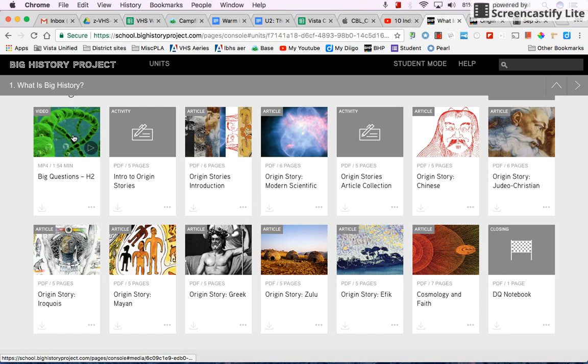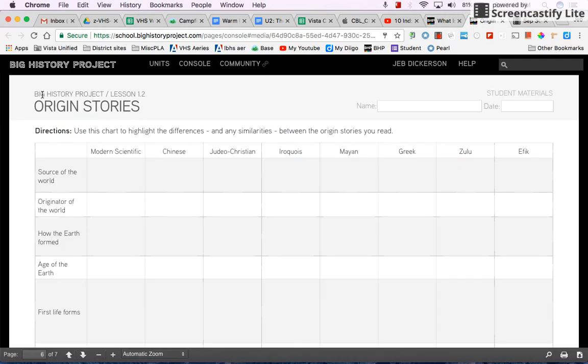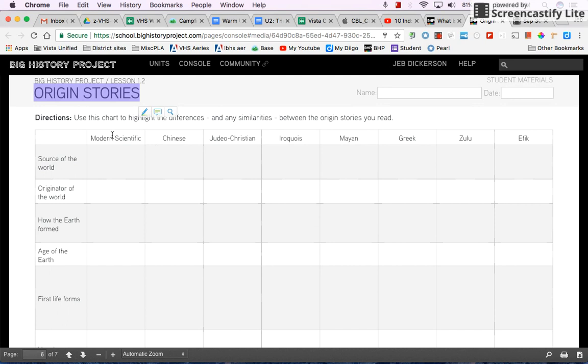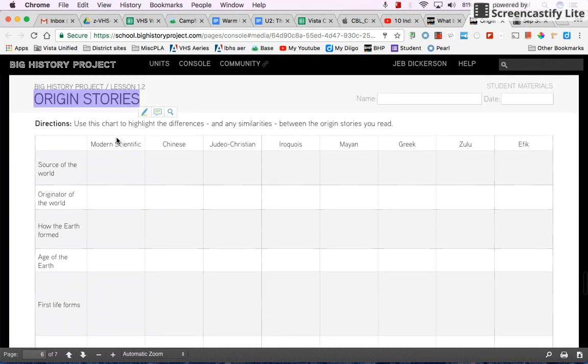It begins with a video, so that's pretty simple. Same rules, we'll talk about that in just a minute. But the main activity is associated with this worksheet called Origin Stories, and I'll have this printed out for you. What you'll see here is a table, and the table is going to be used to compare these different origin stories: the modern scientific origin story, the Chinese, the Judeo-Christian, the Iroquois, the Mayan, the Greek, the Zulu, the Yafik. 1, 2, 3, 4, 5, 6, 7, 8. Okay, so there's just those 8 origin stories.